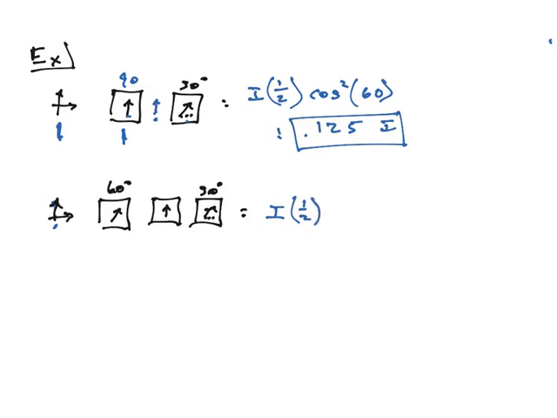Once we're through, what's happening? We're now at 60 degrees. We're starting with 60, and we want to go through this next filter. So there's a cosine squared. We're going from 60 to 90. 90 minus 60 is 30 degrees.